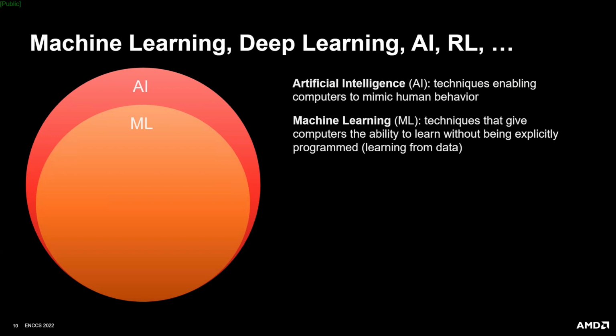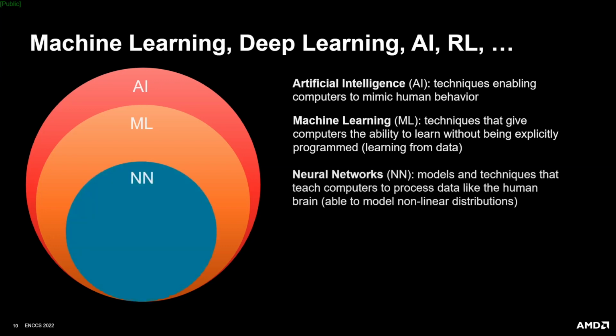It's the set of techniques that give the computer the ability to actually learn something without being explicitly programmed. And the way they learn is from the data. So you have a bunch of data, you have a model, and you try to teach this model to do certain things based on the data you are putting into input. Then, in a smaller subset within ML, you have neural networks, which are models and techniques that teach a computer to process data like the human brain.